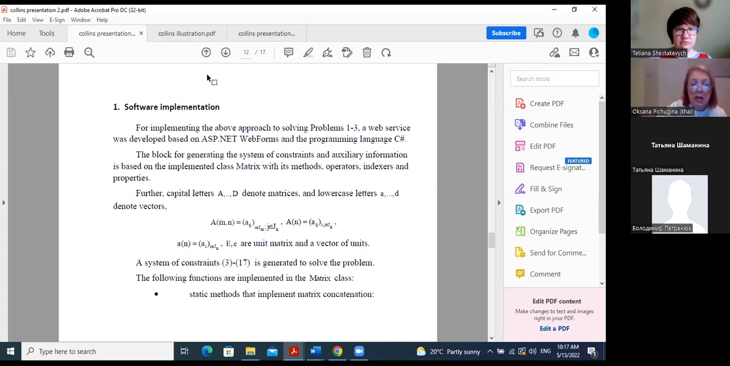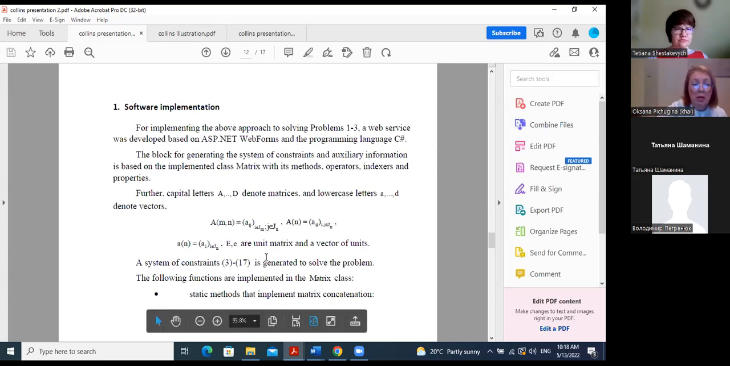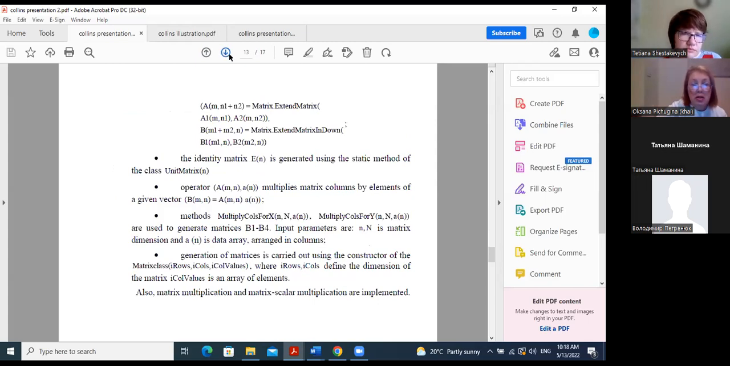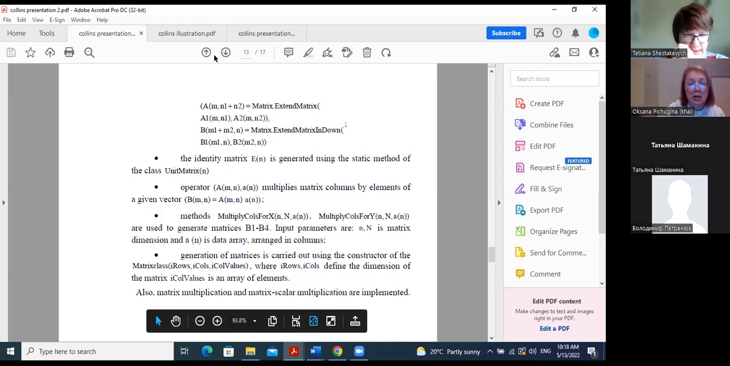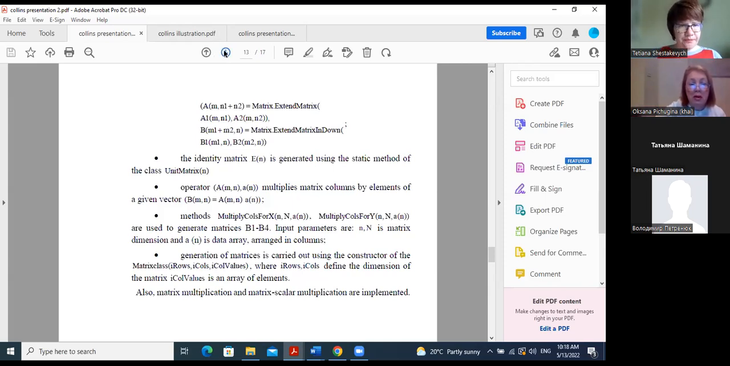But our program implementation was done with the help of C#. And a web service was developed based on ASP.NET web forms. Everything described further is about the technical part of the implementation. But the main idea is to form a large, huge matrix. So we represent our model, depending on all the input, in the form of an extended matrix that we then use further for optimization. So the matrix that represents all the above constraints is formed in the form of a TXT file.